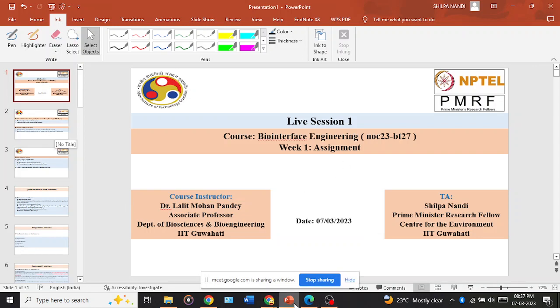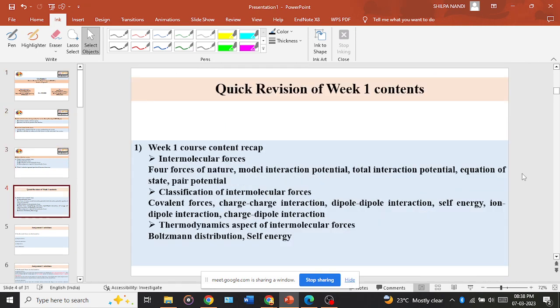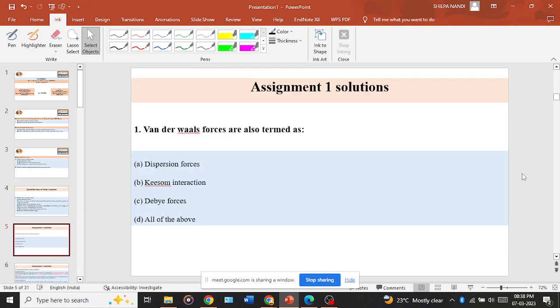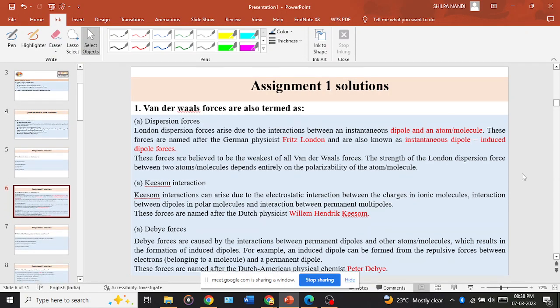So I think you are able to see this window. The first question was about van der Waals forces being also termed as. All of the above was the answer. It can also be known as dispersion forces, Keesom interaction, as well as Debye forces. We discussed why these forces can be termed as dispersion, Keesom, and Debye forces.